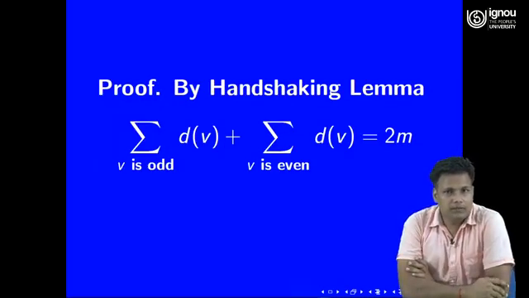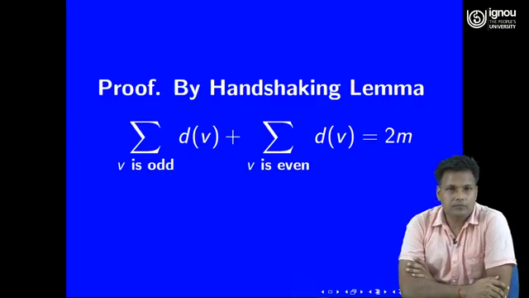We can prove it using the handshaking lemma. Note that the degree sum can be split into 2 parts, namely over the set where v is odd and over the set where v is even.